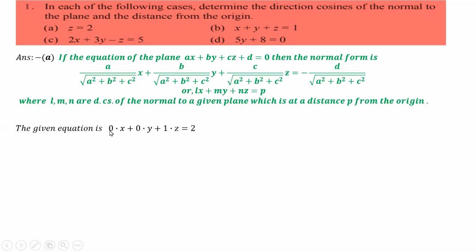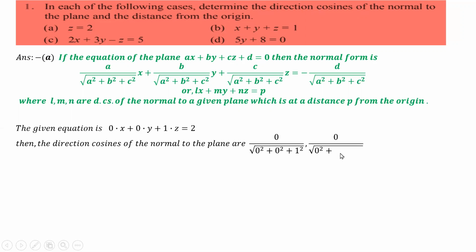So if we compare this equation and the given equation and the formula, so here you can establish that z equals to 2 is the given equation. So here a is 0, b is 0 and c is equals to 1. So the direction cosine definitely divide the coefficients, that is 0 upon root over 0 square plus 0 square plus 1 square, that is 1. So we need to divide the 0 upon 1, 0 upon 1 and 1 upon 1. Now, so the direction cosines are 0, 0, 1.